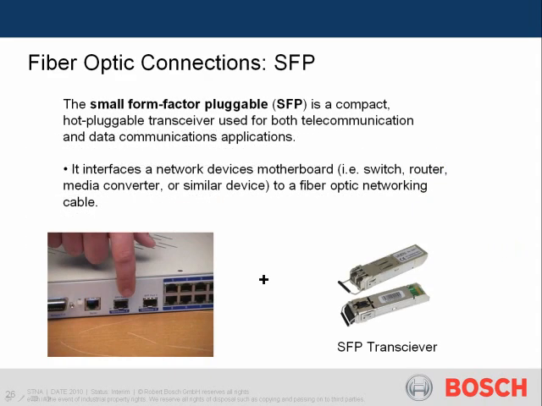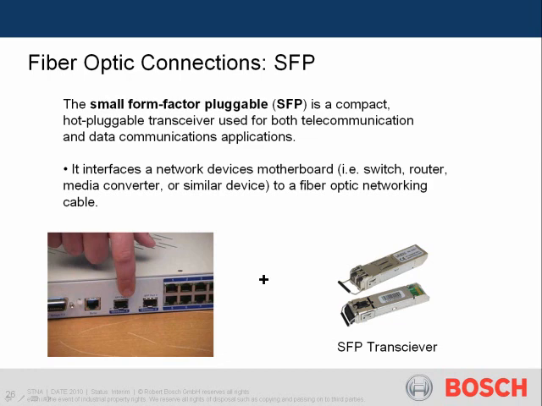Since there's such a wide variety of connectors out there, most network equipment won't come with an actual fiber connection. Most devices come with what is called a small form factor pluggable port. This allows you to take what is called an SFP transceiver, plug the fiber cable into the transceiver, and then plug the transceiver into a generic port, enabling that device to speak on the fiber network.